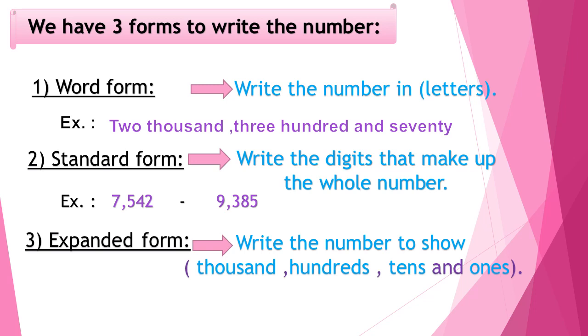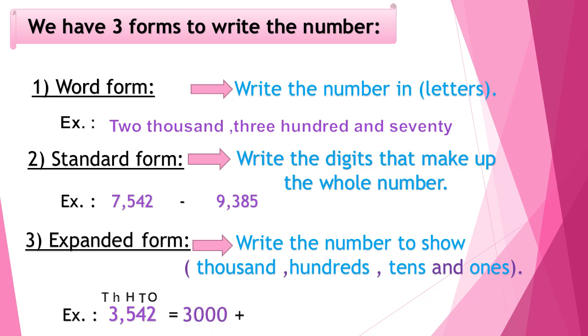Number 3, the expanded form. Expanded form means to write the number to show thousands, hundreds, tens, and ones. It means to add the values. If I have, for example, this number, 3,542, I will put my places: ones, tens, hundreds, and thousands. Then we will add the values.